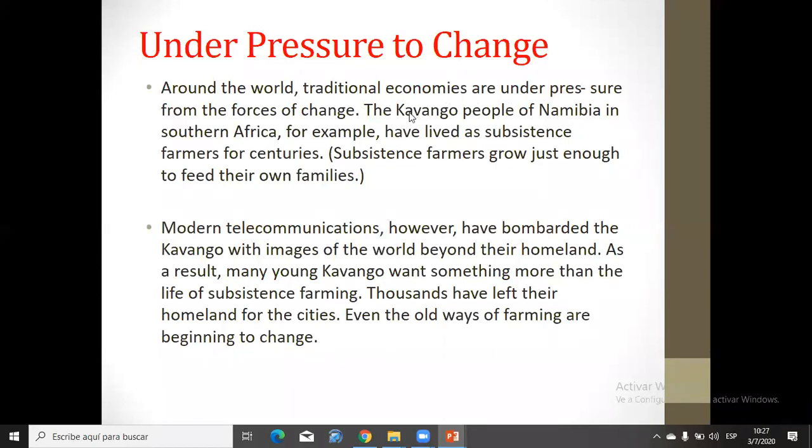For instance, over here they talk about the Kavango people of Namibia in South Africa, for example, who have lived as subsistence farmers for centuries. Agricultura de subsistencia. Solamente producen lo que tienen que producir para subsistir. Subsistence farmers grow just enough to feed their own families or community. Modern telecommunications, however, have bombarded the Kavango with images of the world beyond their homeland. They have seen that there's something better than what they are living right now. As a result, many young people, especially the young Kavango, want something more than the life of subsistence farming, and that is normal, guys.